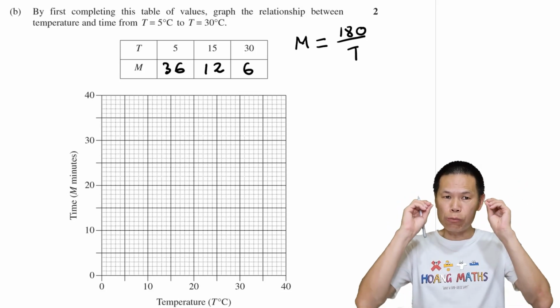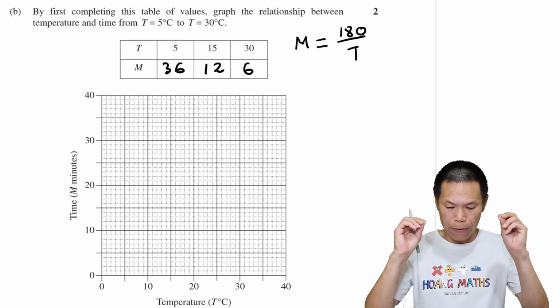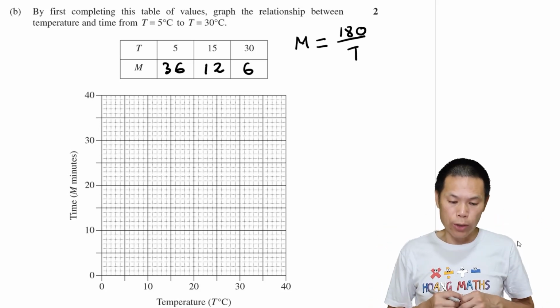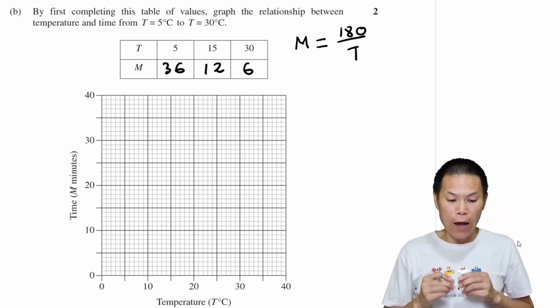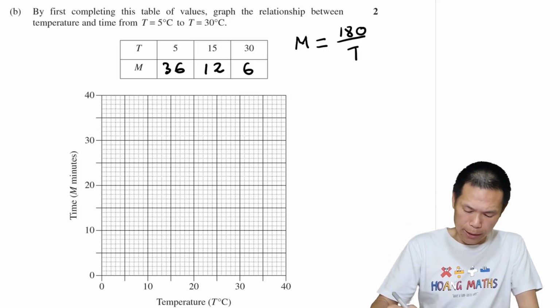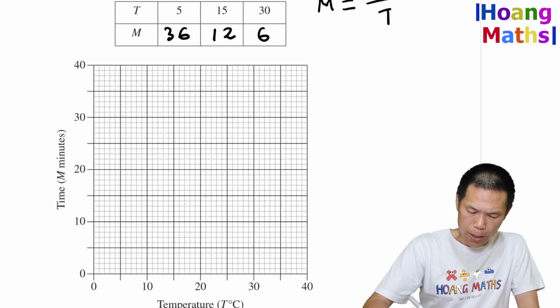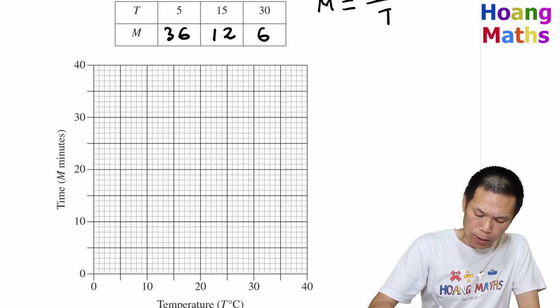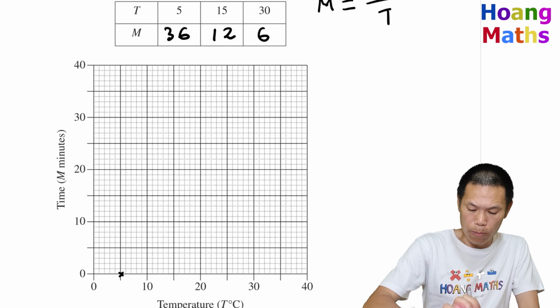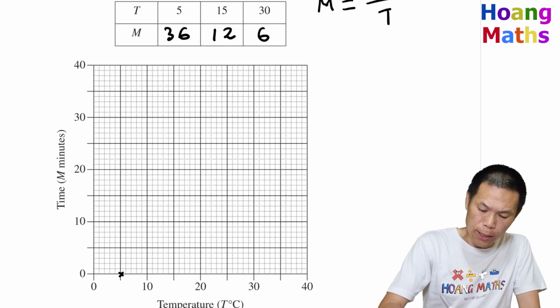So now we just need to plot these points on the graph, and then we just join them together. So when T is 5, m is 36. So T is 5 here, and we go up 36. We know that it goes up by 1 each step because of 1, 2, 3, 4, 5. So 30 is here, 35 is here, 36 is here.